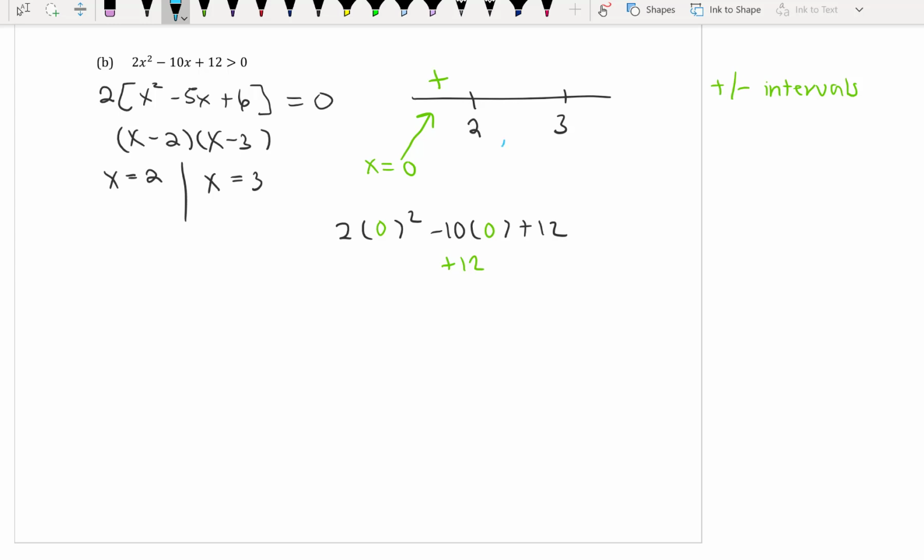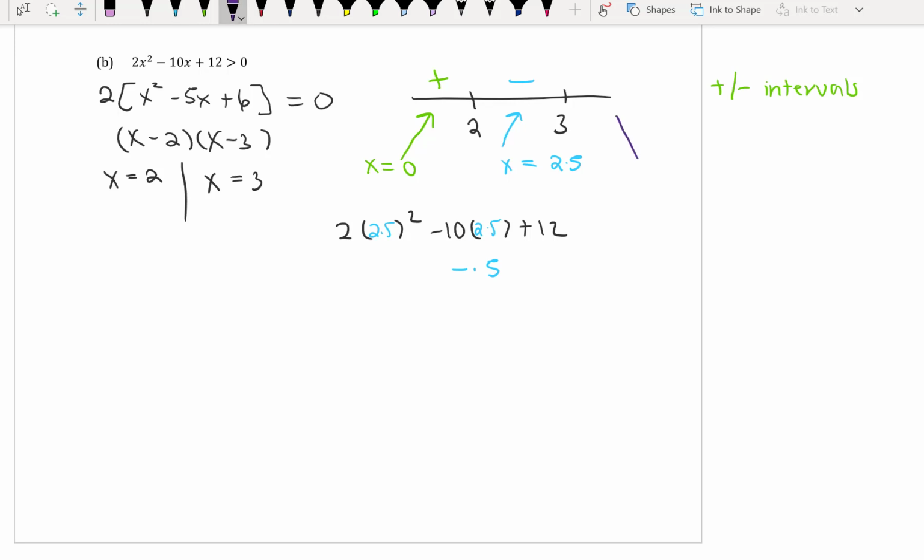Now let's try it again for a value in between here. So let's say some value between 2 and 3. So why not 2.5? So let's plug it into our equation. So I have 2 times 2.5 squared minus 10 times 2.5 plus 12. That gives me a negative 0.5. So that's going to be a negative value.